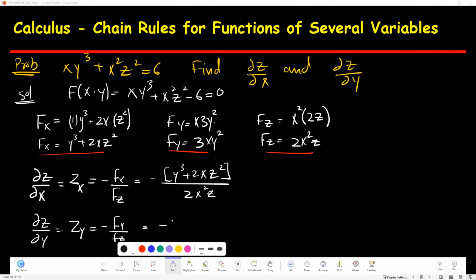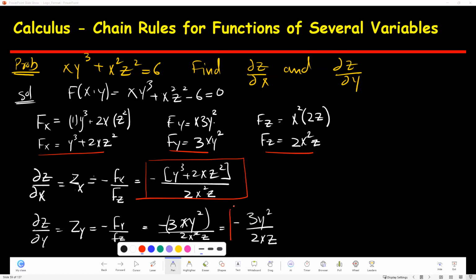Minus fy, given here, is 3xy squared, and fz is given as 2x squared z. Can I simplify this further? For this one, there's not much you can do here, so I just leave it. The other one, maybe I can just cancel out x and x squared. That's it. So it equals minus 3y squared over 2x. So this is my first answer, and that is my second answer.